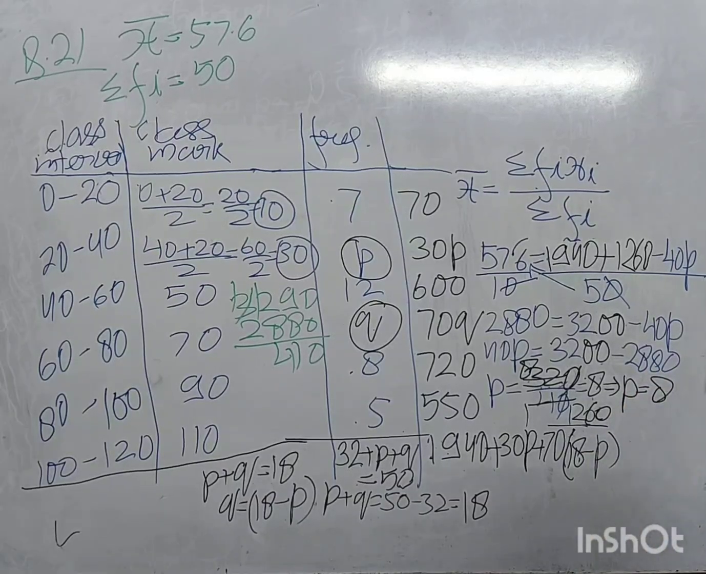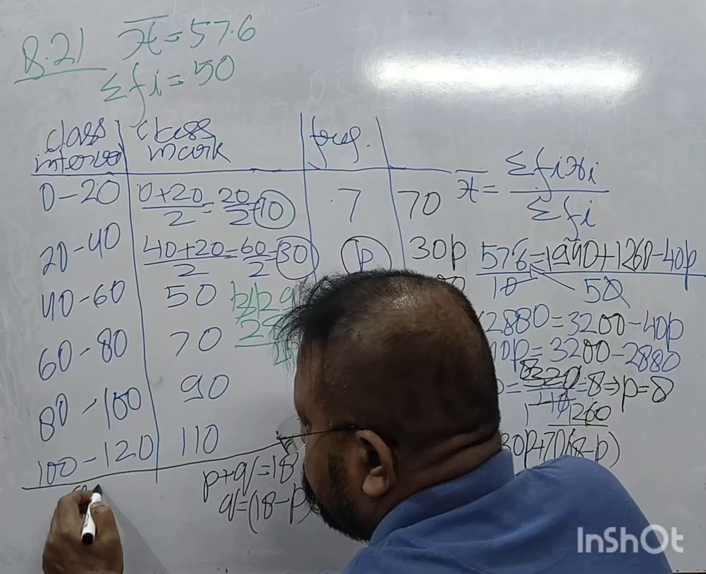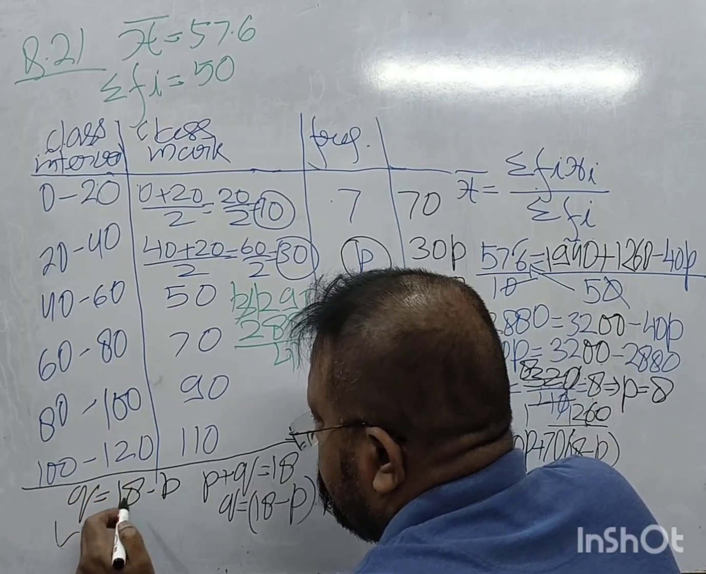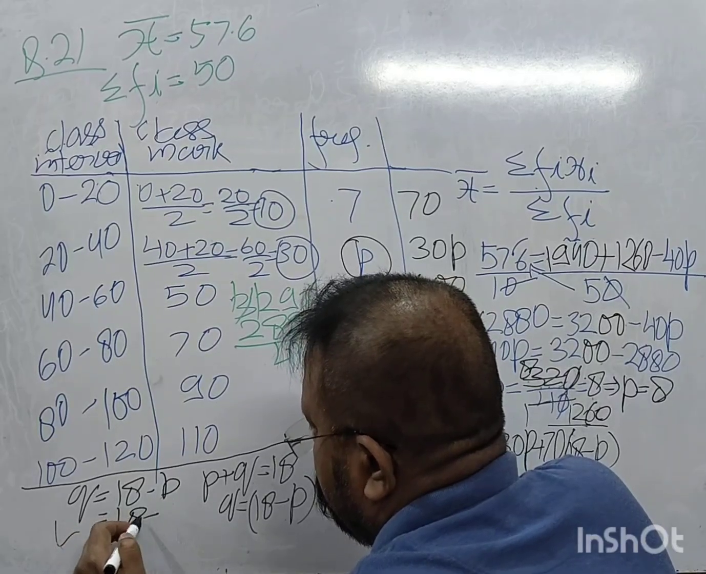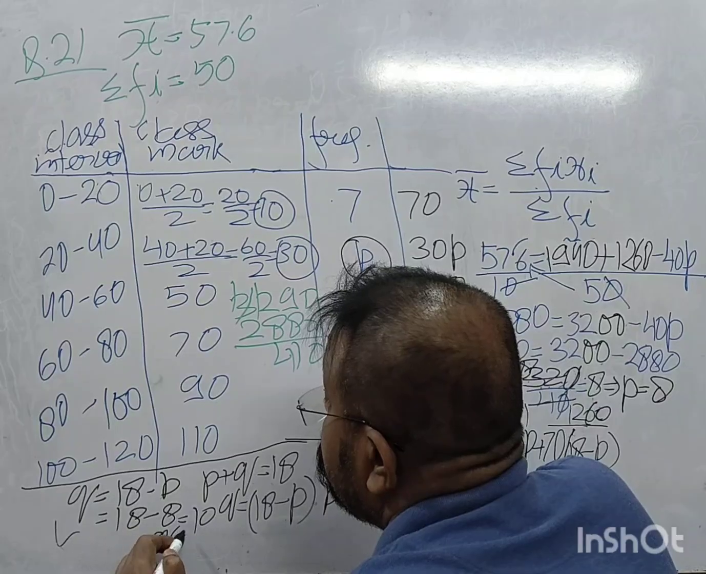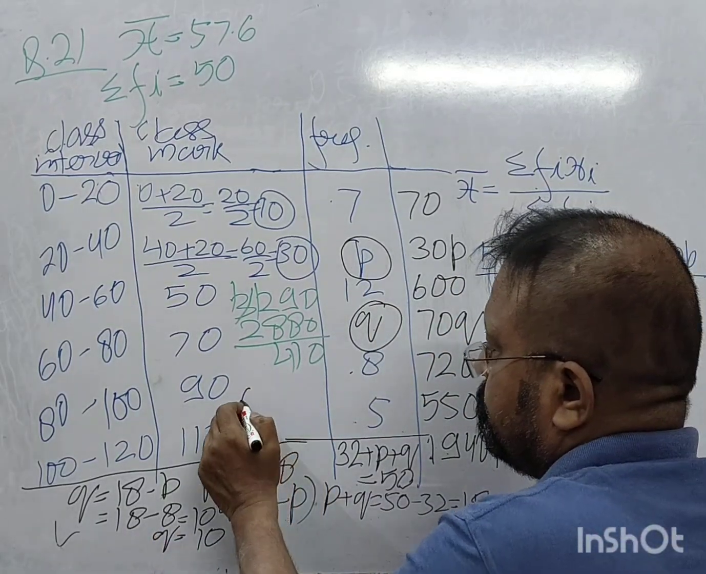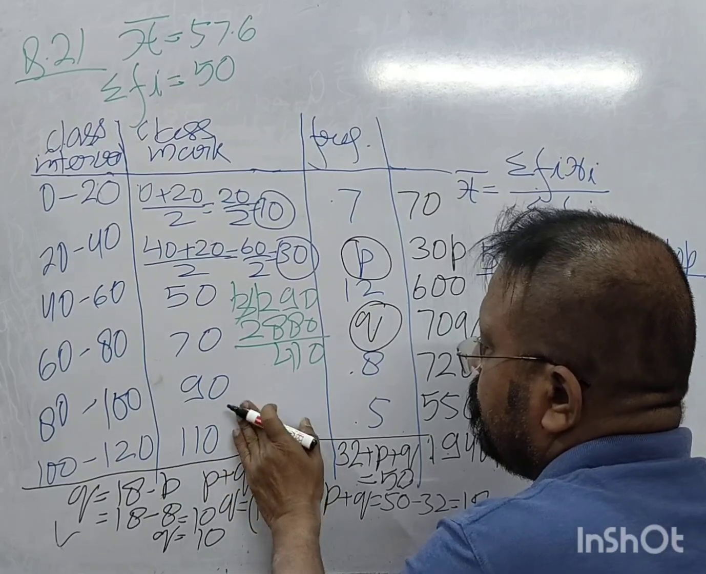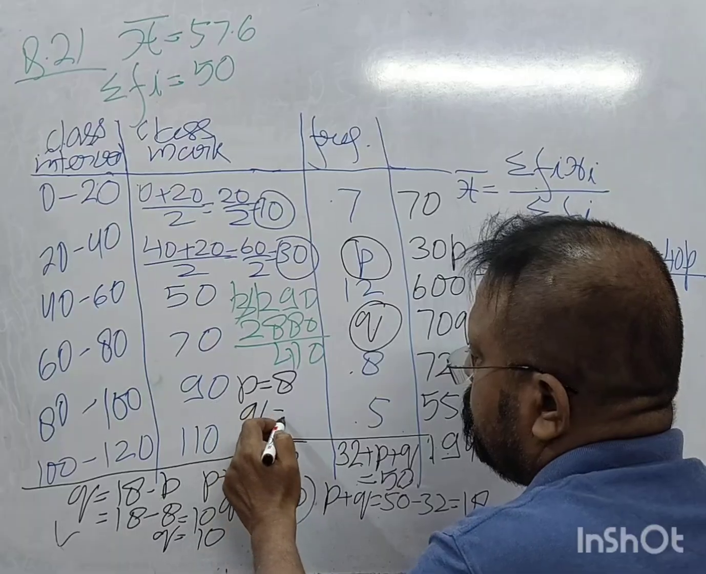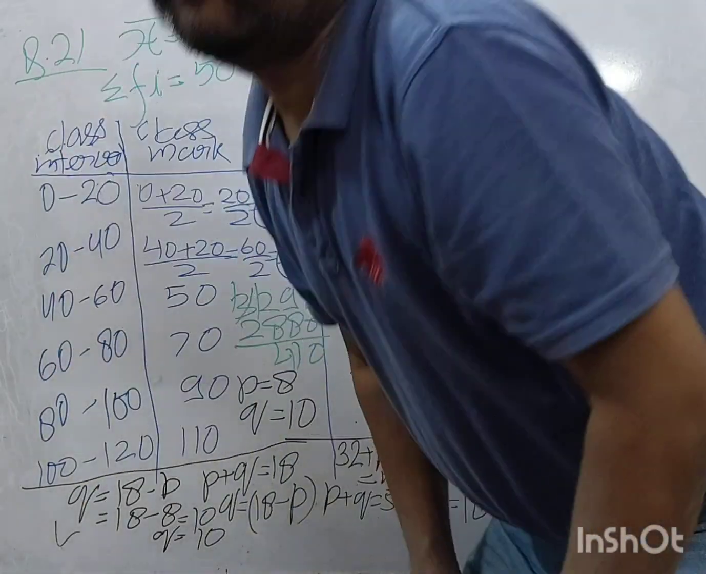When P is equal to 8, Q is equal to 18 minus P, it becomes 18 minus 8 is equal to 10. So Q is equal to 10. You get this? So P is equal to 8 and Q is equal to 10. This is the solution we have.